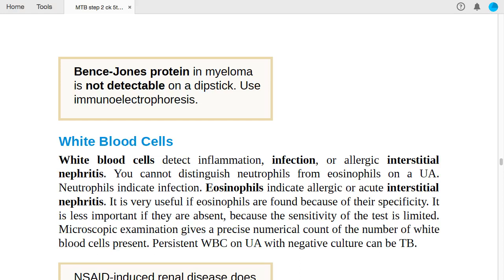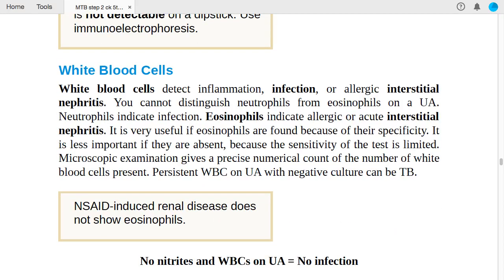Now we're coming towards WBCs. White blood cells detect inflammation, that we all know, infection or allergic interstitial nephritis. If it's a case of allergic interstitial nephritis, or any infectious disease or inflammation, definitely WBC counts are raised. You cannot distinguish neutrophils from eosinophils on a urinalysis. Neutrophils indicate infection. They are considered the first line body defenders, but on doing urinalysis, you can't say this is a neutrophil and this is an eosinophil unless you go for the microscopic evaluation.